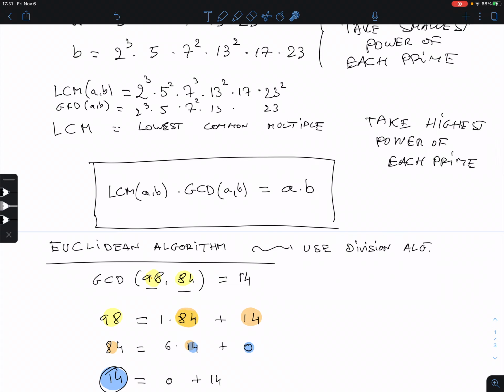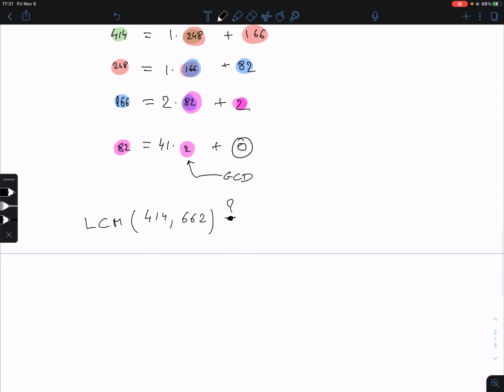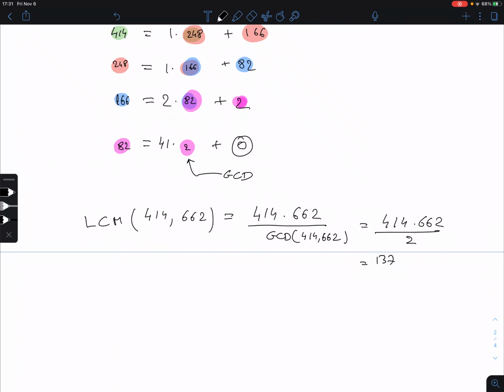This formula says that if you want to calculate the LCM, take the product of the two numbers and divide by the GCD. So this number is going to be 414 times 662 divided by the greatest common divisor of 414 and 662, which I just calculated to be 2. So it's 414 times 662 divided by 2, which turns out to be 137,034.